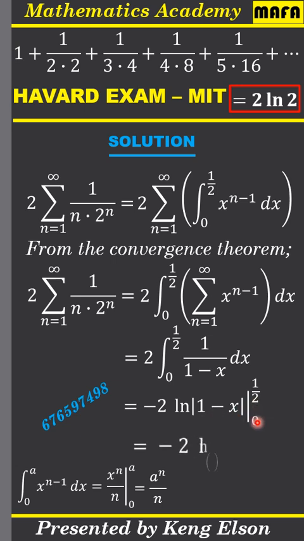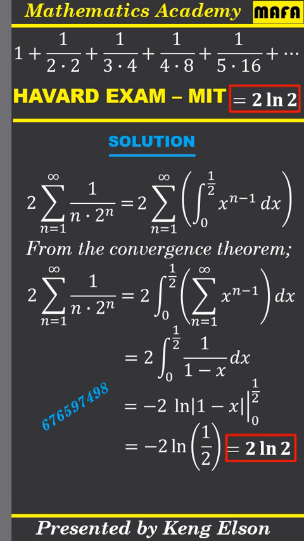If I input half as my upper bound, I'm going to have negative 2 the ln of half, but the ln of half is the same as the ln of 2 to the negative 1. The negative 1 meets the negative 2 here to give us positive 2, and at the end of the day, the final answer gives us 2 times the ln of 2.